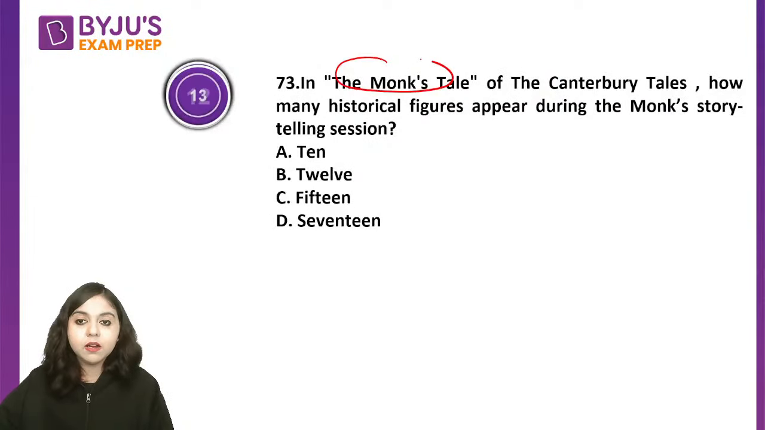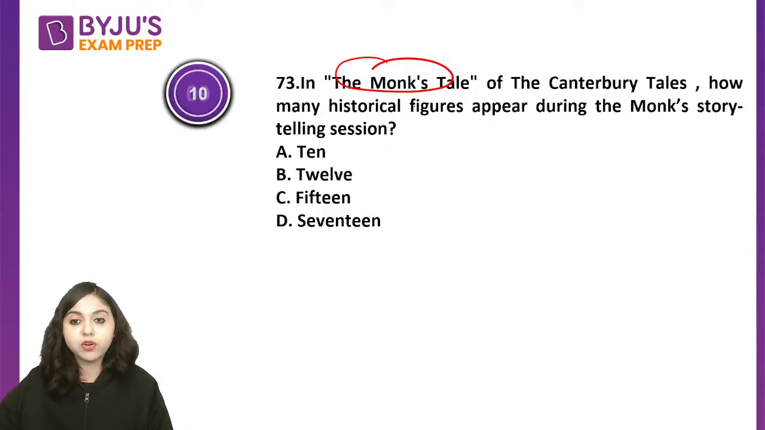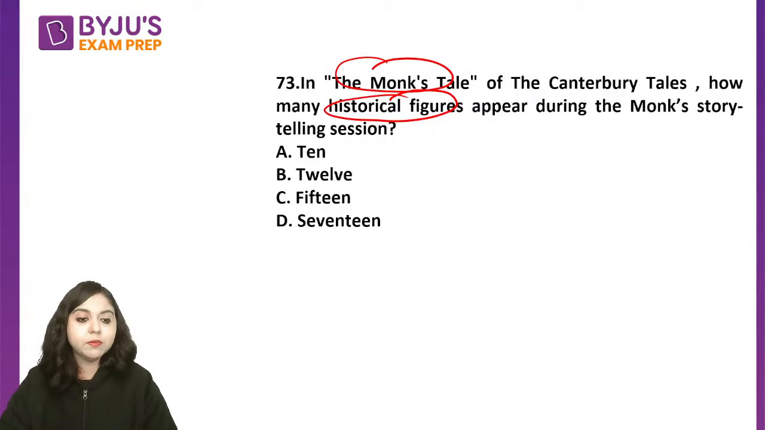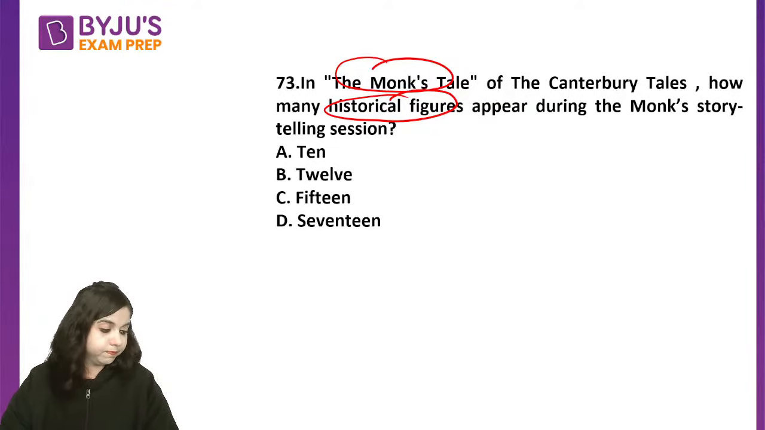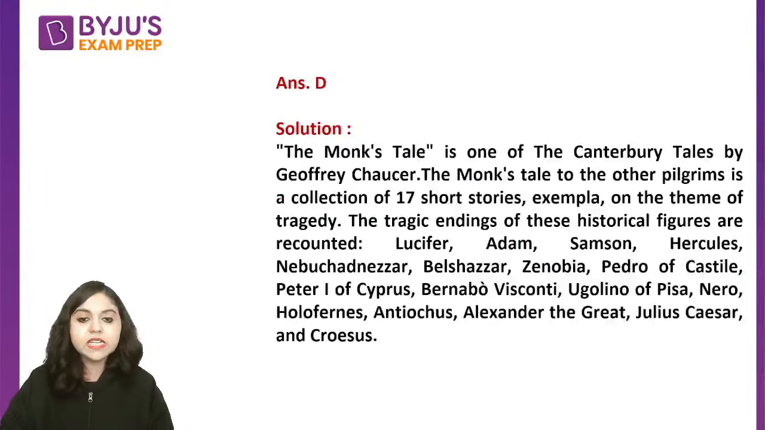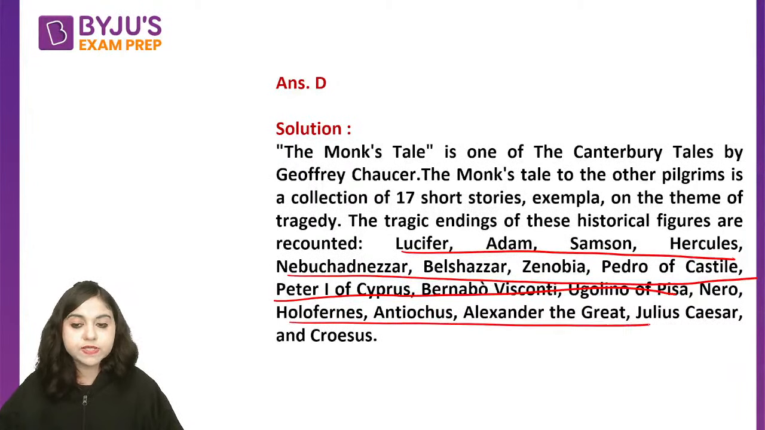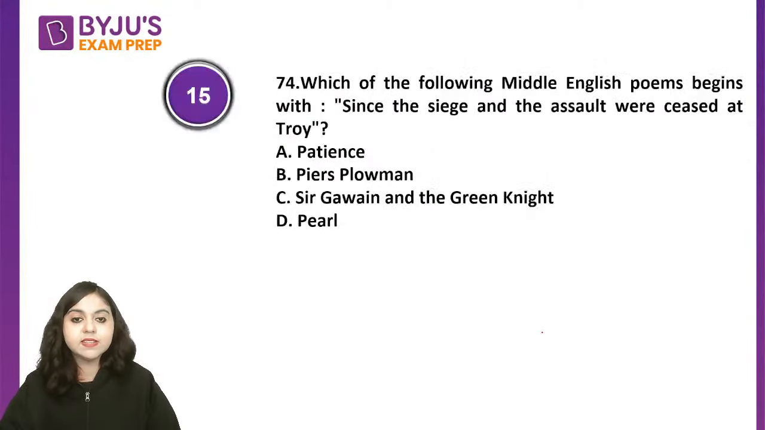In the Monk's Tale of the Canterbury Tales, how many historical figures appear? What is the correct answer here? 17, okay? 17 are coming. Lucifer, Adam, Samson, Hercules, Nicobar, Belshazzar, Zenobia, Pedro, Peter, Oglono, Holofernes, Antichrist, and Alexander the Great, Julius Caesar. So there are 17.